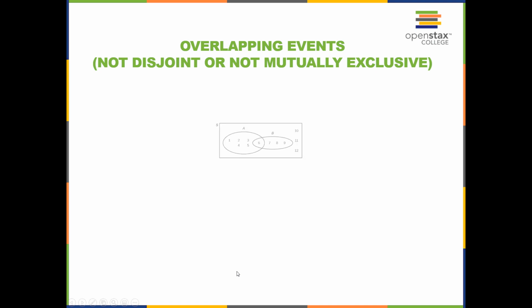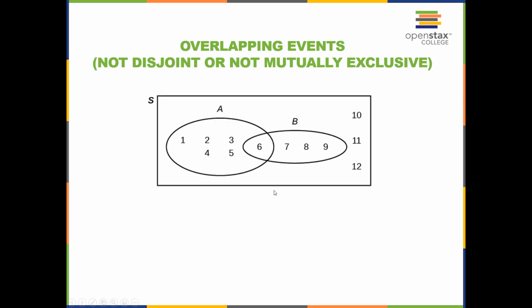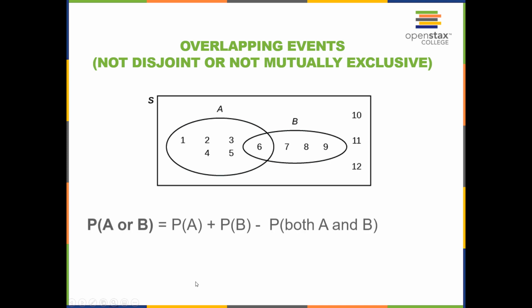So here's an example of two events that are overlapping, right? So they're not disjoint, they're not mutually exclusive. So the overlap or the intersection of A and B has one outcome in it. The universal set is numbers 1 through 12. A has the numbers 1 through 6. B has the numbers 6 through 9. And then we have the shared space there with the number 6 in it.